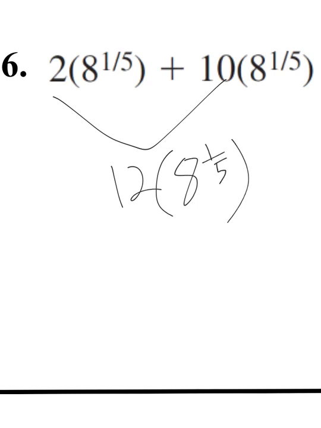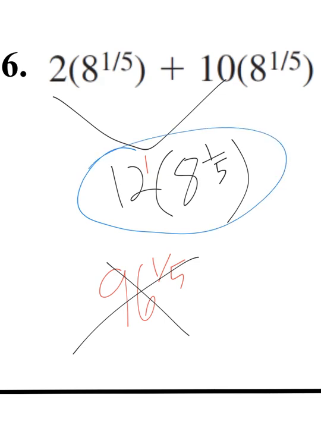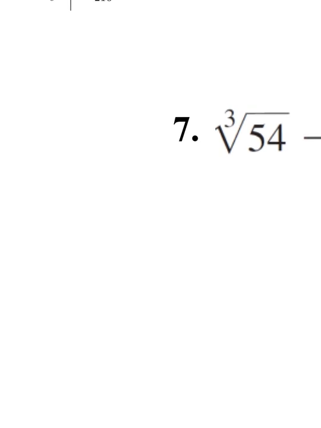And that's actually going to be your final answer, because I couldn't just combine them and do 12 times 8 and write it as, what is that, 96? Yeah, that's 96. I can't write it as 96 to the 1/5 because this is 12 to the first power times 8 to the 1/5 power, so they have different exponents. So this is actually the final answer, writing as 12 times 8 to the 1/5. All right? Moving on to number 7, the last example.